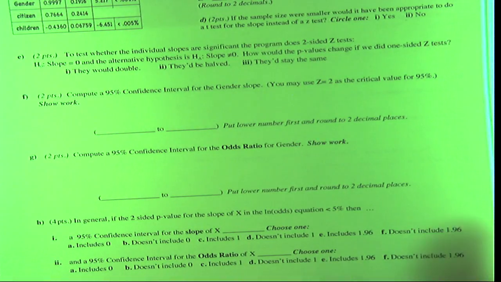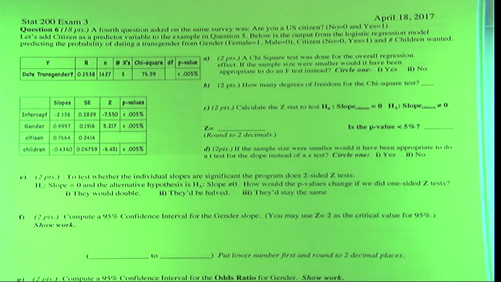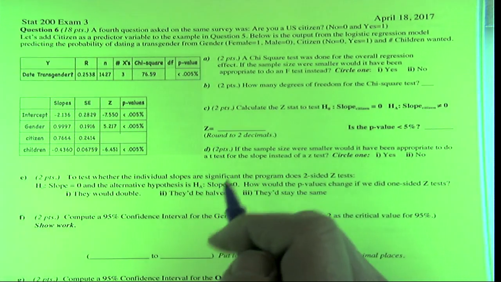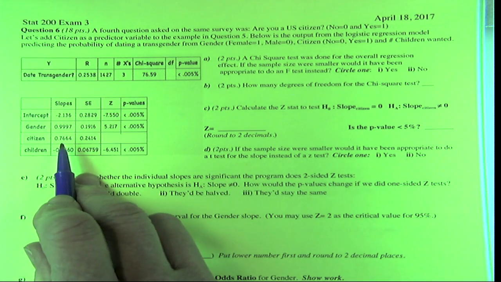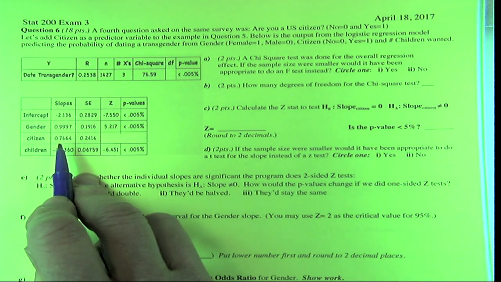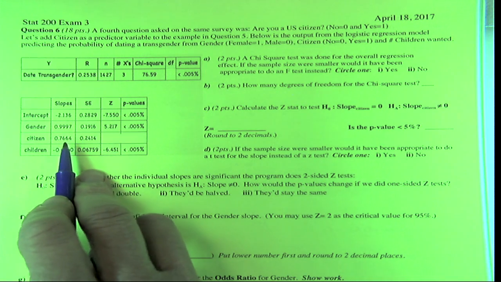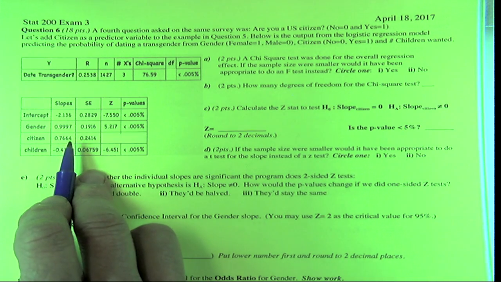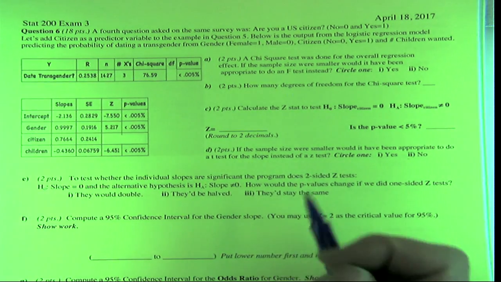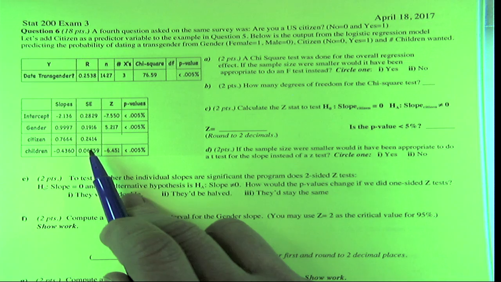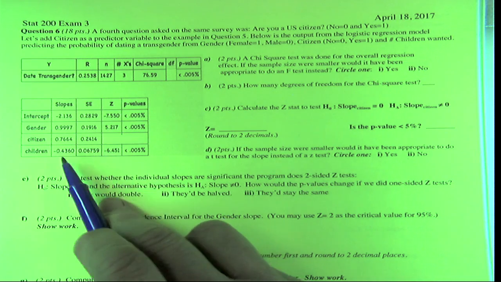All right. Now, what are we doing? A fourth question asks, are you a U.S. citizen? Yes or no? This is all real data. I'm so curious how that is correlated. If you're a U.S. citizen, you're more likely to date a transgender person than if you're not. And here's the output.